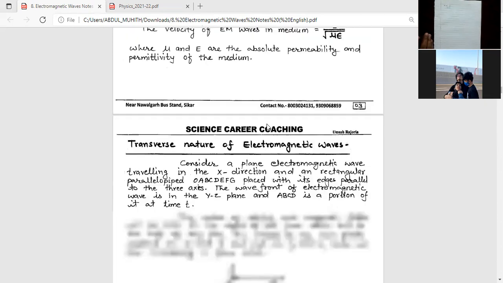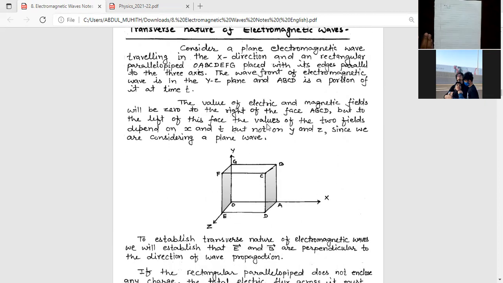So now here, transverse nature of electromagnetic wave. We have taken a cube here, ABCD and OEFG are the two faces, both parallel to each other. Two faces or two planes, you can say, both are parallel to each other.